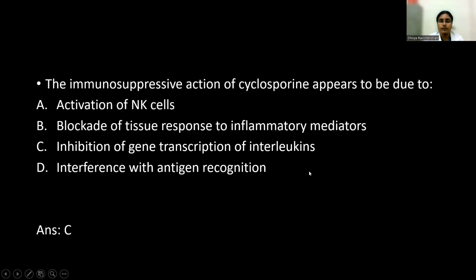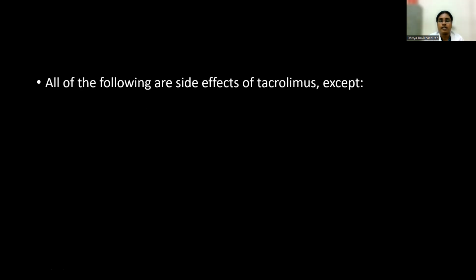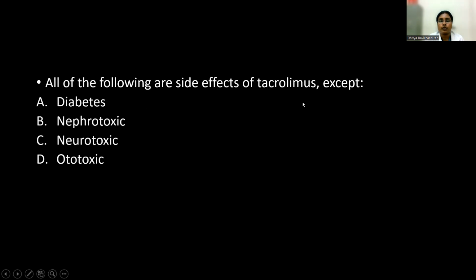Moving on to the next question: all of the following are side effects of tacrolimus except. Tacrolimus is a calcineurin inhibitor. The options are diabetes, nephrotoxic, neurotoxic, and ototoxic. Here the question is except, so the answer is option D, ototoxic. We have read that whenever tacrolimus is given along with glucocorticoids, it can be diabetogenic. So diabetes is also one of the side effects.